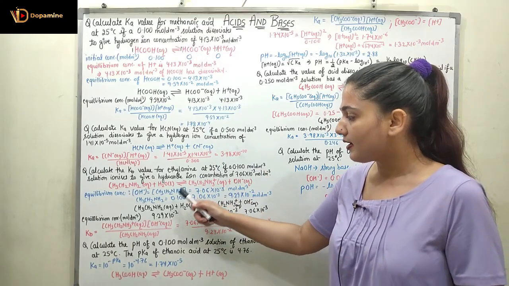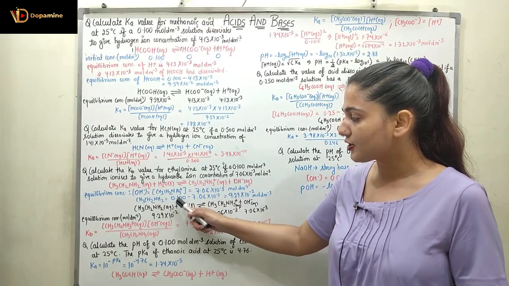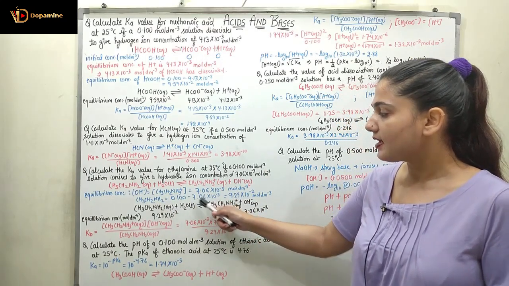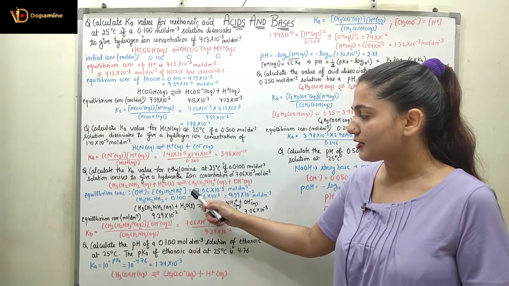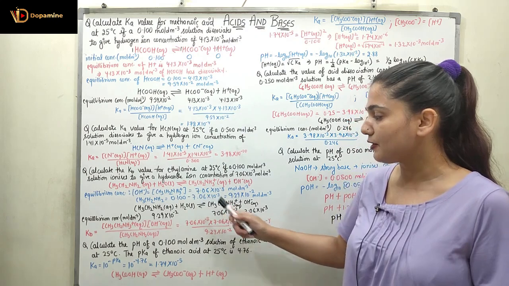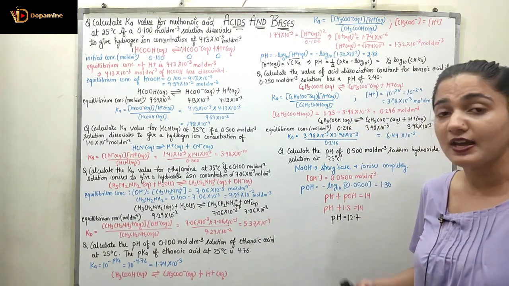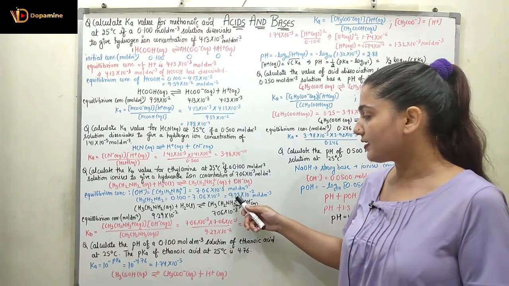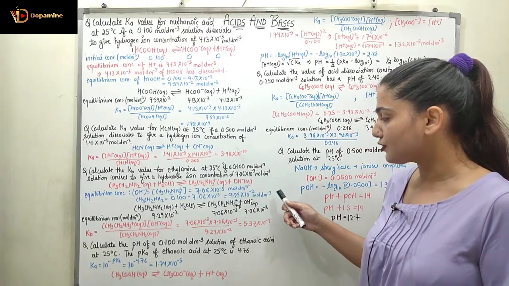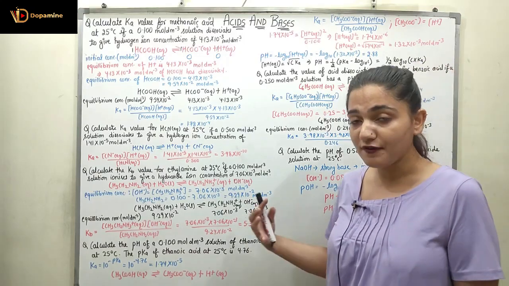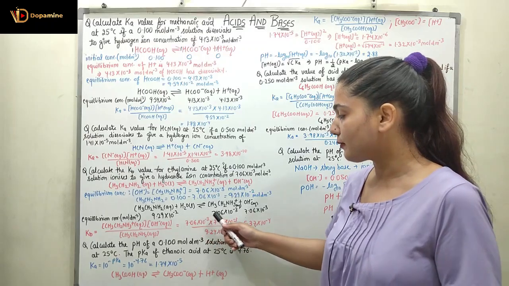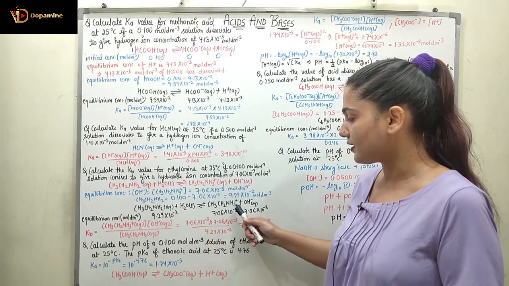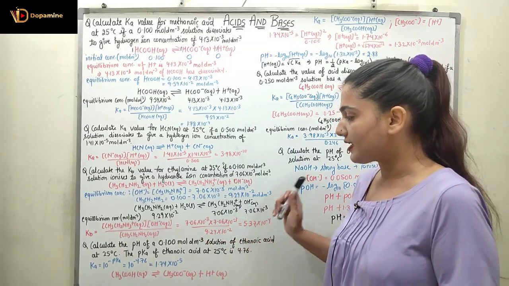So the equilibrium concentration would be 0.100 minus the equilibrium concentration of OH⁻ and CH3CH2NH3⁺, that is 7.06 × 10⁻³. If I subtract them, I get 9.29 × 10⁻² mol/dm³. Now if I look at the reaction again, CH3CH2NH2(aq) + H2O(l) is in equilibrium with CH3CH2NH3⁺(aq) + OH⁻(aq).